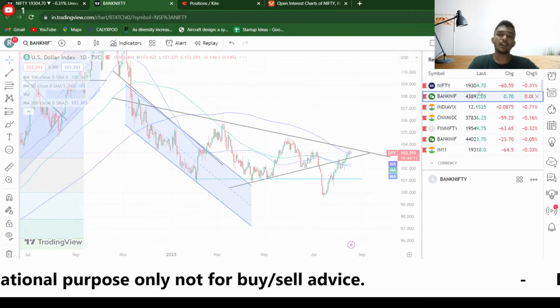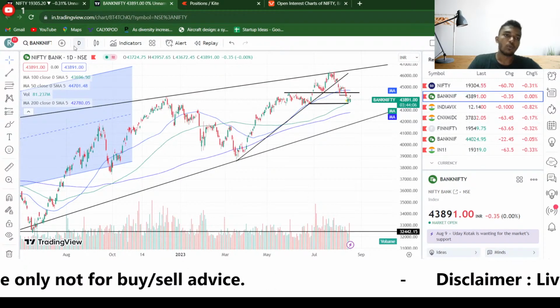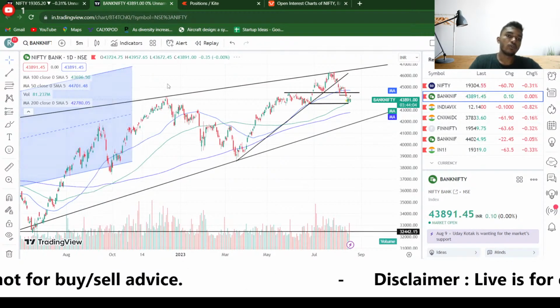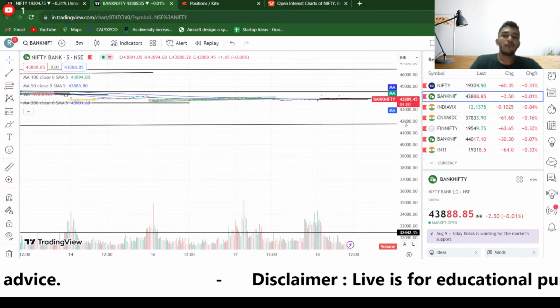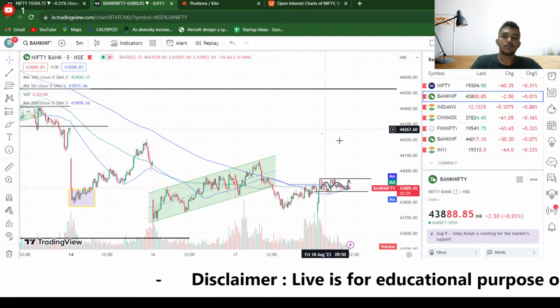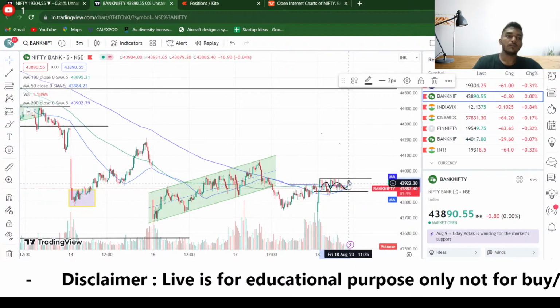Bank Nifty, we are at 43,892 right now. We will go into the 5 minutes time frame. Bank Nifty needs to gain 60 more points for a nice upside momentum.